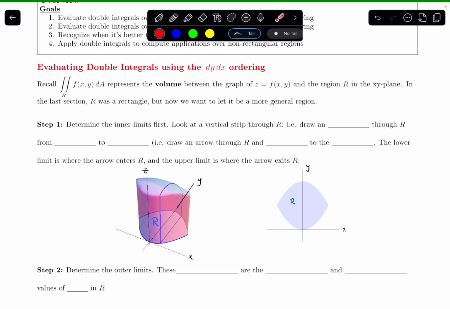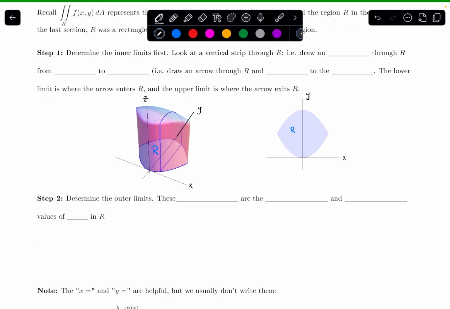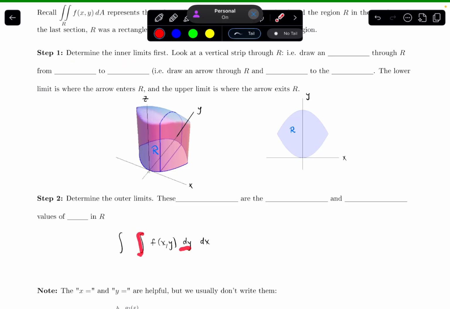Okay, so how do we set up our double integral to get the volume now that R isn't just a rectangle, it's a more general region? So when I set up my double integral of our function f of x comma y, we're putting the dy on the inside and the dx on the outside. In the next video, we'll learn how to switch it. But what I do first is we're going to determine the inner limits of integration, which are based on the dy. Okay, and to do that, we are going to look at a vertical strip through the region R.